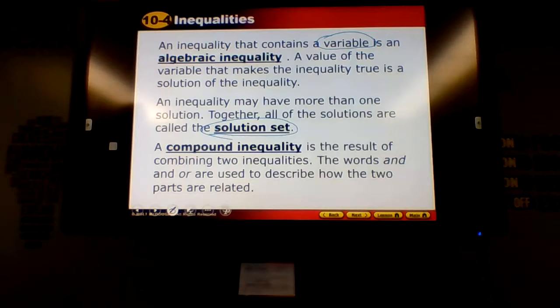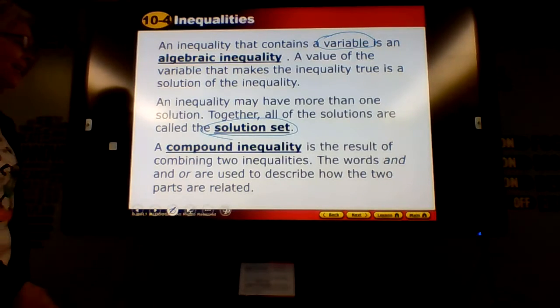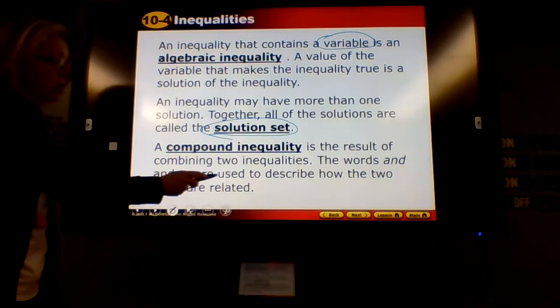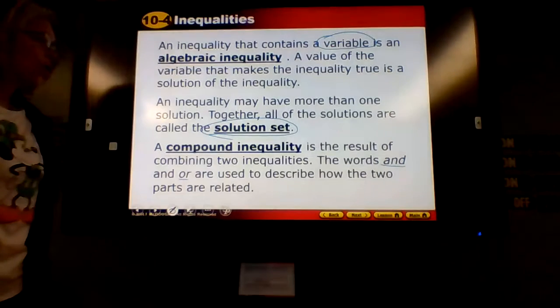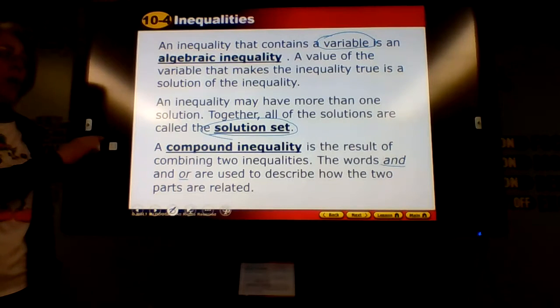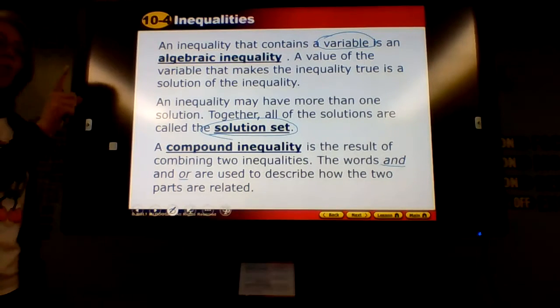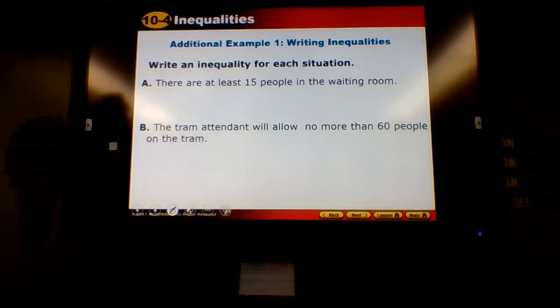A compound inequality is the result of combining two inequalities. The words "and" or "or" are used to describe how the two parts are related. So we'll go over those at the end, but that's putting two of them together into one inequality, a compound inequality.